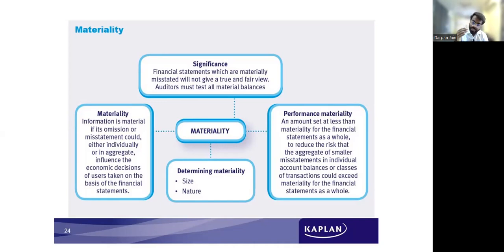If you keep your materiality level at a lower amount, at 80,000, then these two misstatements of 90,000 and 95,000 will not be ignored. So that's called performance materiality.